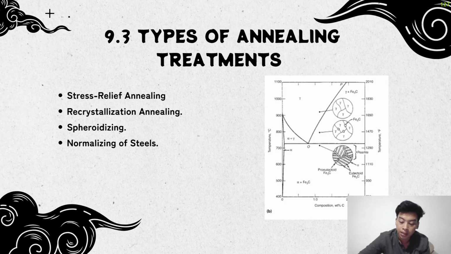Spheroidizing. Depending on the time-temperature exposure of steels, the cementite carbides in steels can form different morphologies, such as the lamellar cementite of pearlite, or a network of cementite along prior austenite grain boundaries in hypereutectoid steels. Normalizing of steels. Steel is normalized to refine grain size, make its structure more uniform, make it more responsive to hardening, and to improve machinability.